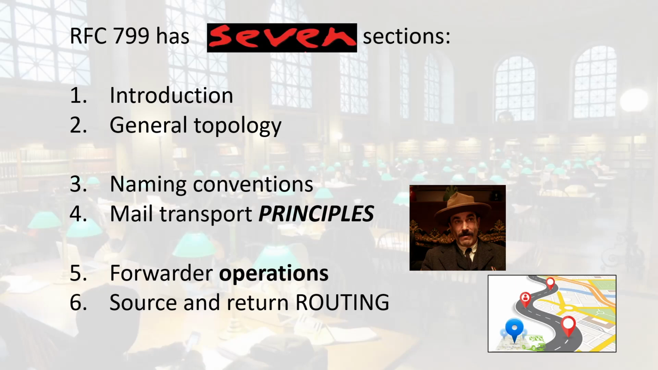What can we expect the forwarder to do? And section 6 is about source and return routing. And then finally, in section 7, David Mills talks about the RFC 733 header.